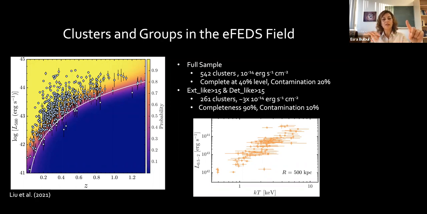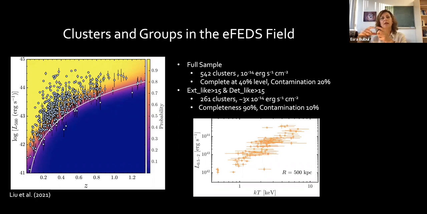For example, for the full sample of the 542 clusters, we are complete at the 40% level, and we are contaminated at the 20% level. But the good news is that we can tweak some of the selection. For example, we have extent likelihood and detection likelihood. We can adjust these parameters in our sample to reduce the contamination and increase the completeness using our selection function. That's a game we play based on our science needs.